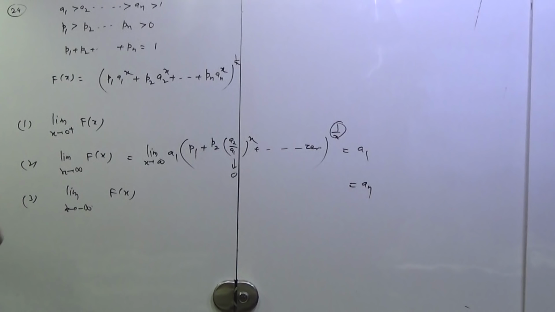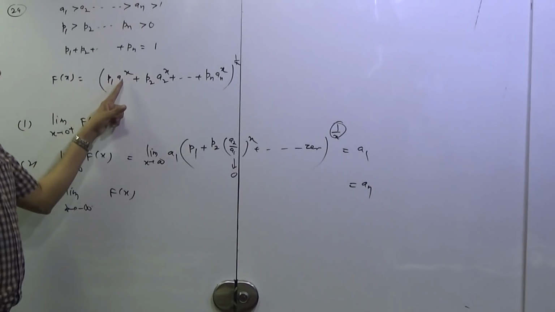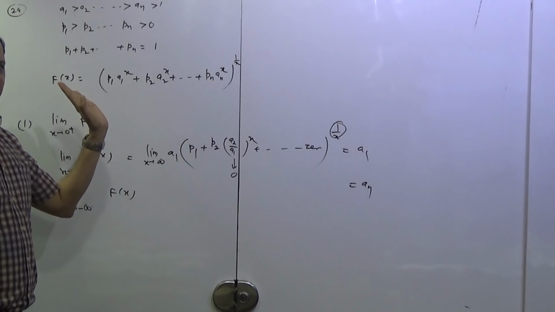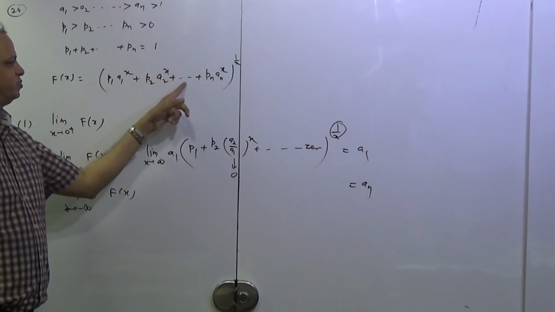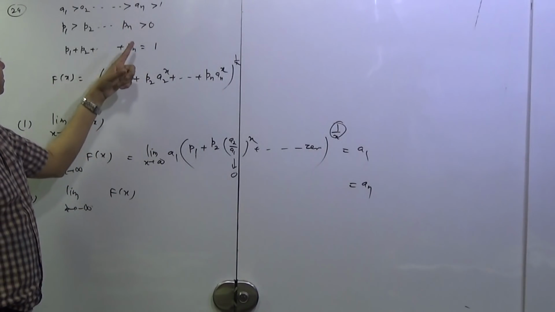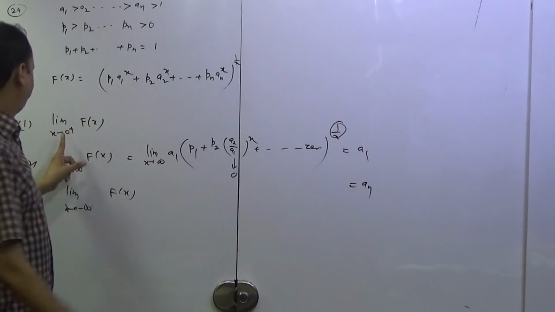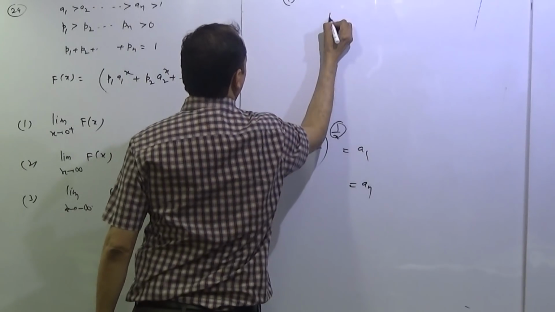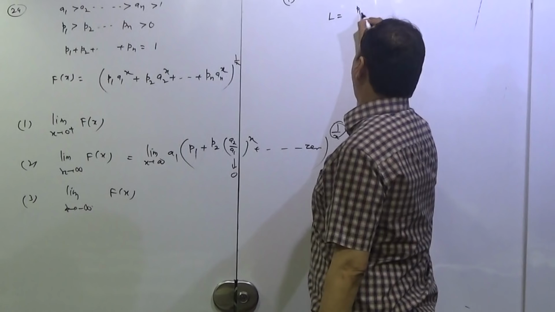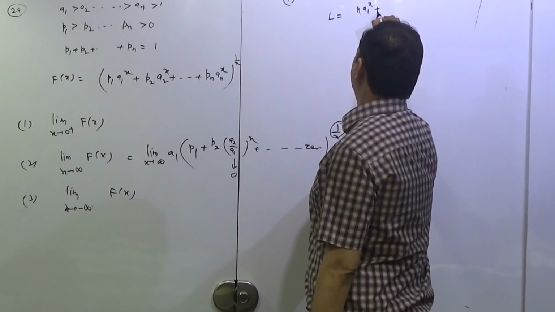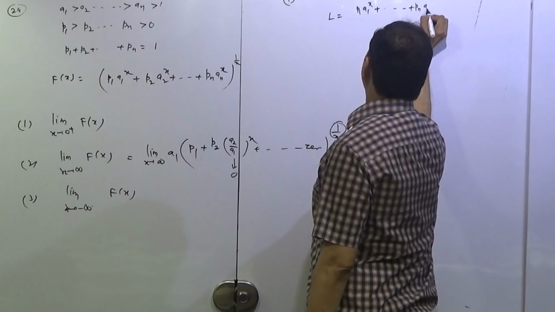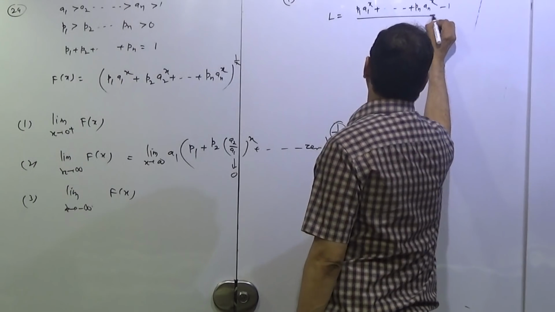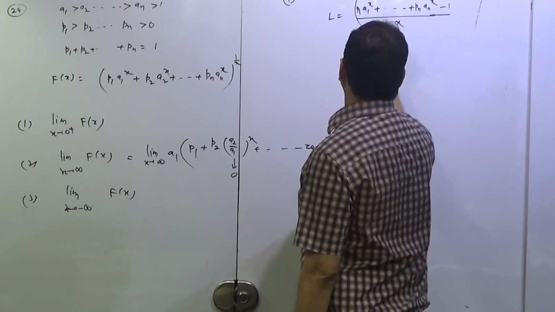Now look at this, x tending to 0 plus. For x tending to 0 plus, a1 raised to power 0 is 1, tending towards 1. p1 plus p2 plus p3 up to pn is left, which is 1, which is 1 raised to power infinity. In the first question, the indeterminate form is 1 to the power infinity, so the answer is e to the power l, where l is equal to p1 a1 raised to power x plus up to pn an raised to power x minus 1, divided by x. Am I right? Yes, sir.